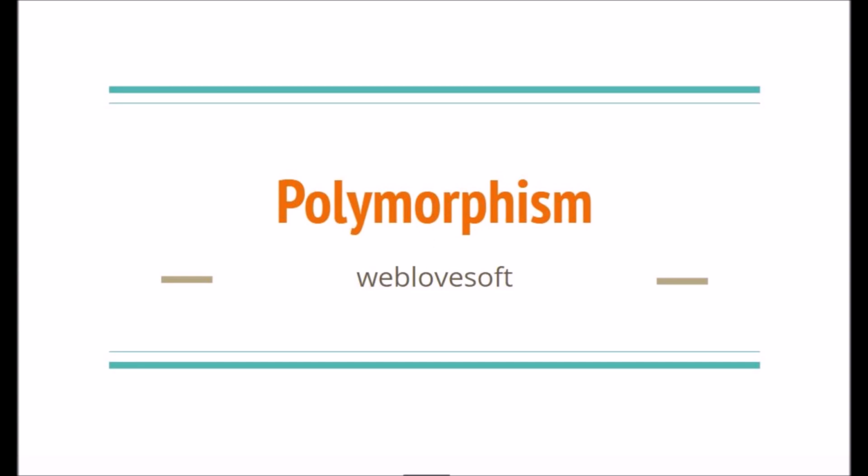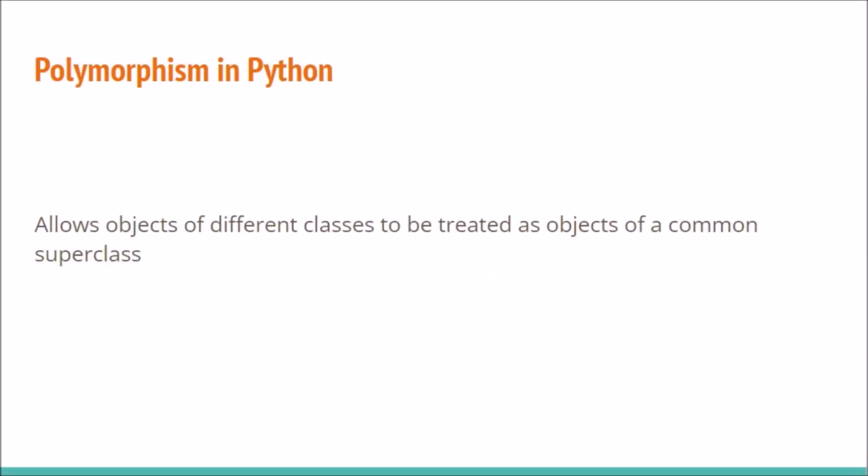Today we are going to learn about polymorphism. Let's start our class. Polymorphism in Python. Polymorphism in Python is a concept that allows objects of different classes to be treated as objects of a common superclass. It is one of the core fundamental principles of object-oriented programming, along with encapsulation, inheritance, and abstraction.